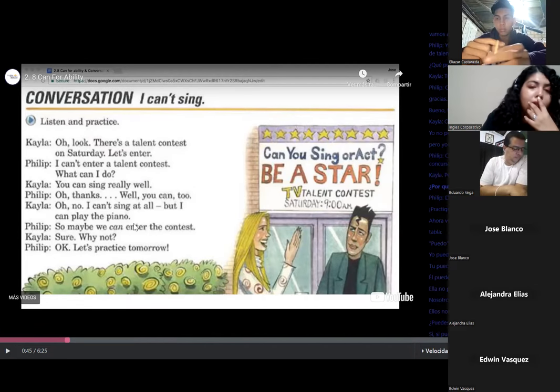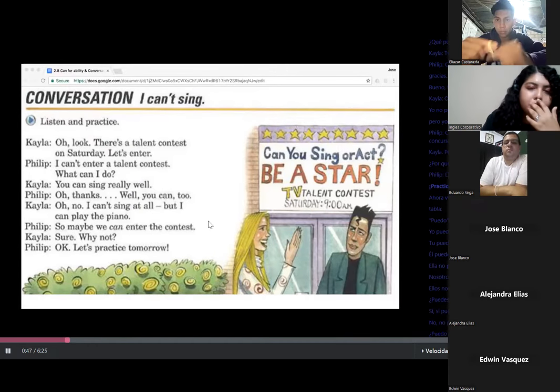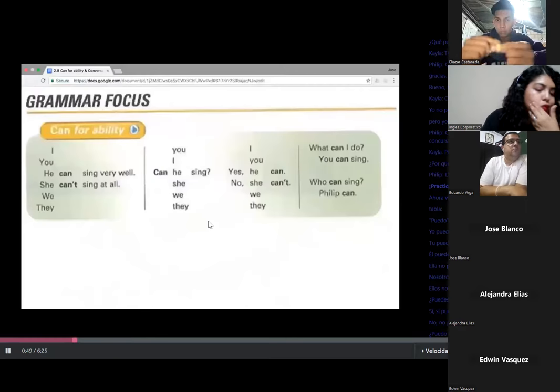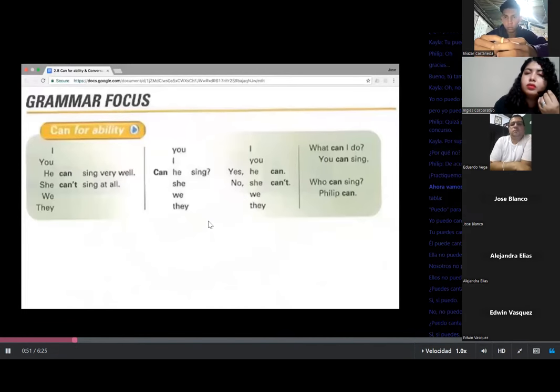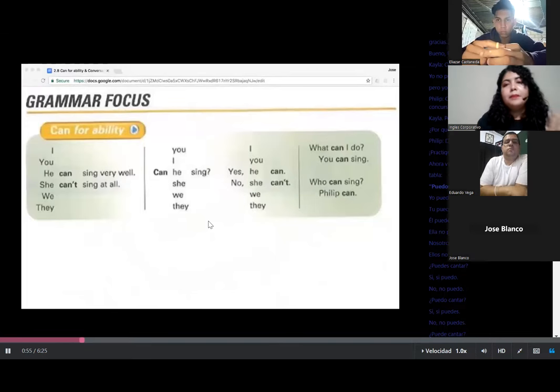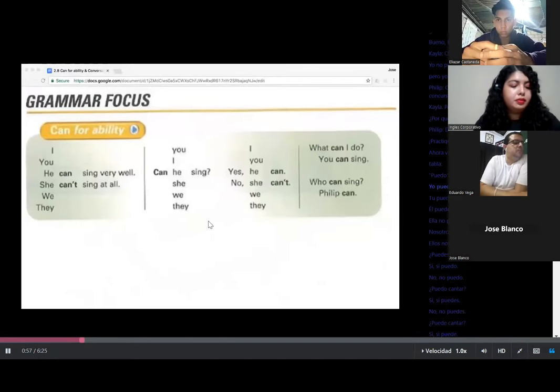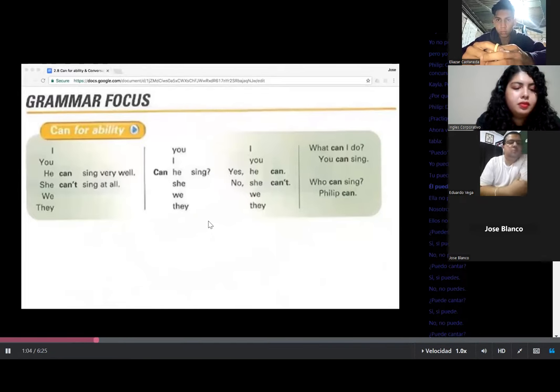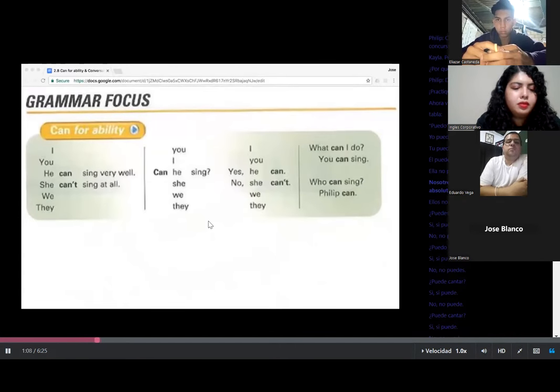Now continue with the information. Okay, let's practice tomorrow. Now let's analyze the examples on this chart. Can for ability. I can sing very well. You can sing very well. He can sing very well. She can't sing at all. We can't sing at all. They can't sing at all.